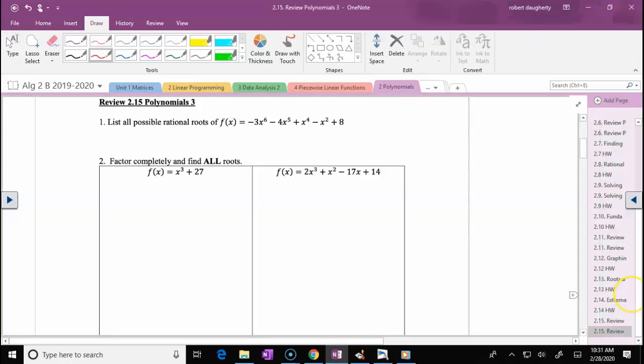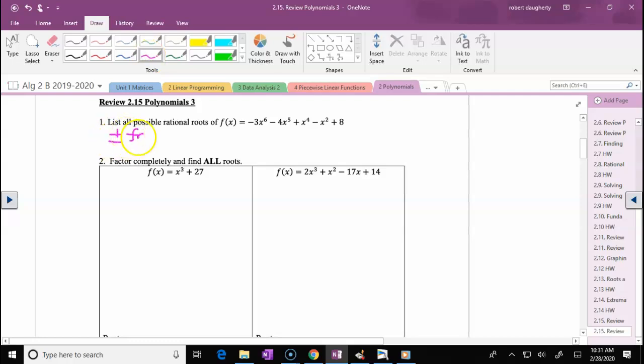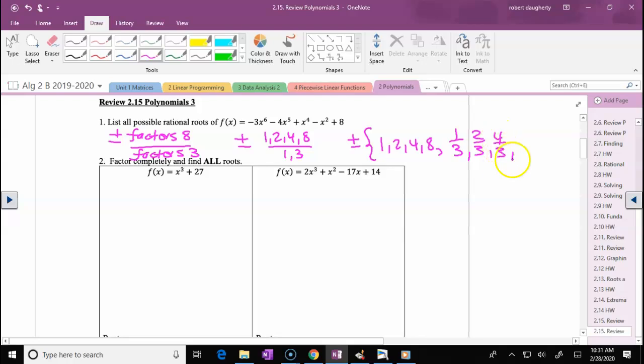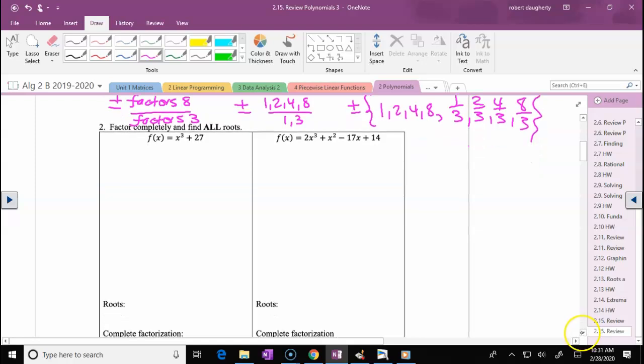Listing possible rational roots. So this is plus or minus the factors of 8 divided by the factors of 3. So this is plus or minus 1, 2, 4, 8 over 1, 3. So the complete list: plus or minus 1, 2, 4, 8. That's every number divided by 1. Now each of those numbers divided by 3. And that is it. That's the complete list of possible roots for that polynomial.